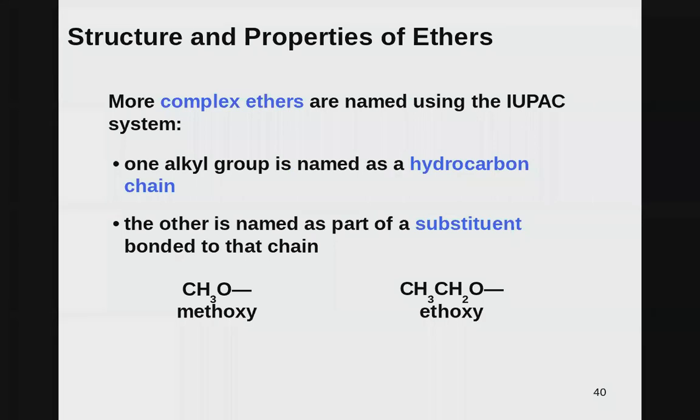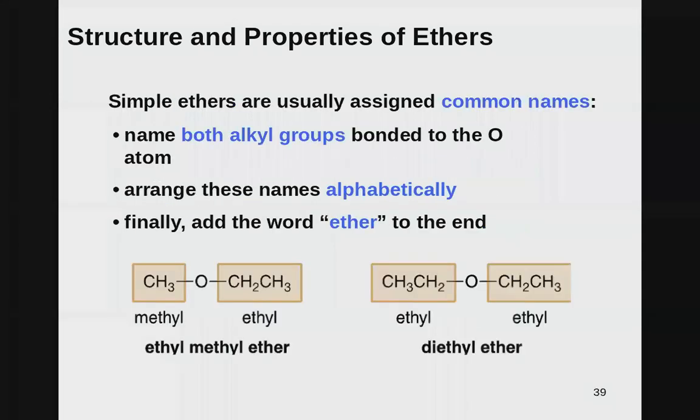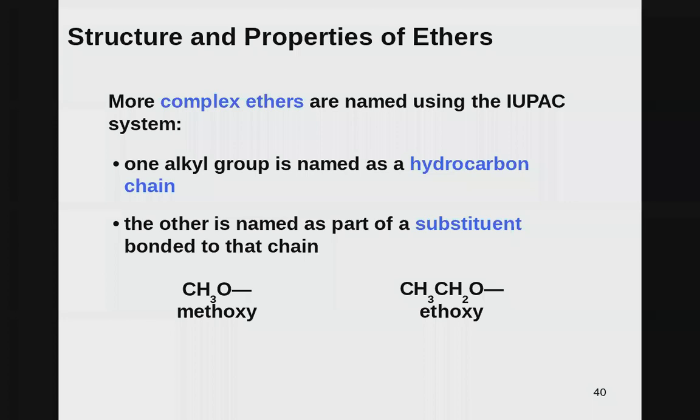Now, more complex ethers, just beyond this very simple set that we discussed here, we use that IUPAC system. So that nice ordered system that I know you all love deep down. Now, one alkyl group is named as a hydrocarbon chain, and the other is named as part of a substituent bonded to that chain. So what does that mean?